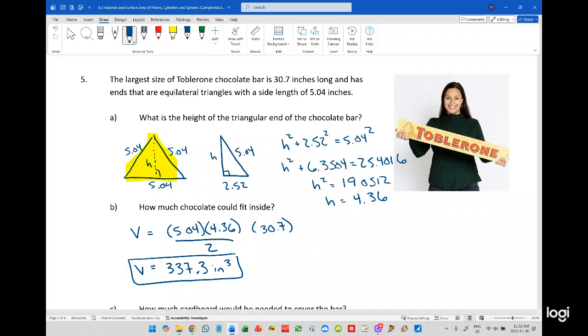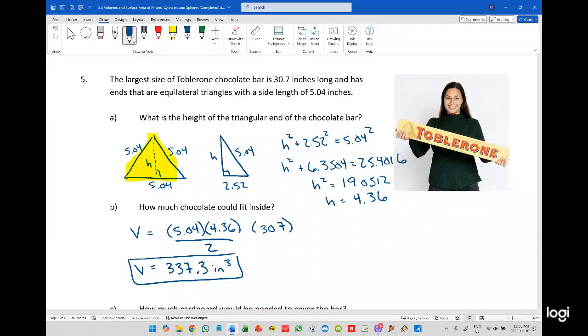Okay, I wanted to point out something here, and that's that I kind of led you to the answer to B by getting you to do A first. So part B, how much chocolate would fit inside, was actually a very easy equation to do once we knew what the height of the triangle was. And I specifically asked you to find the height of the triangular end in part A.